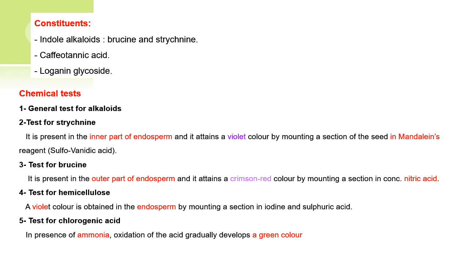Addition of concentrated nitric acid to a section of the Nux vomica: the outer part of the endosperm acquires a crimson color due to the presence of brucine. Test for hemicellulose in the cells of the endosperm: a violet color is obtained on addition of iodine and sulfuric acid. Test for chlorogenic acid: in the presence of ammonia, the chlorogenic acid slowly oxidizes with production of a gradual green color.